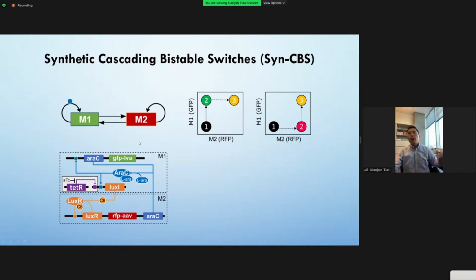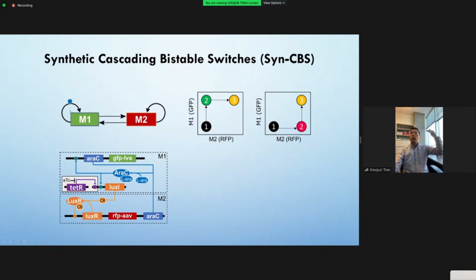So we quickly came up with a design. The design is simple. We have two modules, module 1 and module 2, and both modules are self-activating. Module 1 will activate itself, and module 2 will also activate itself. They both also promote each other, so we have four positive links in the circuit. And then we will have one inducer for module 1.